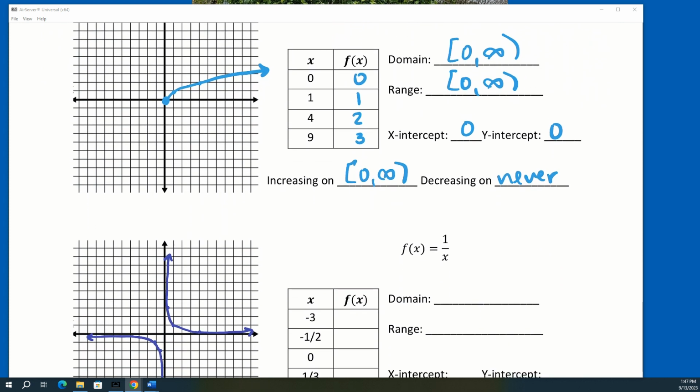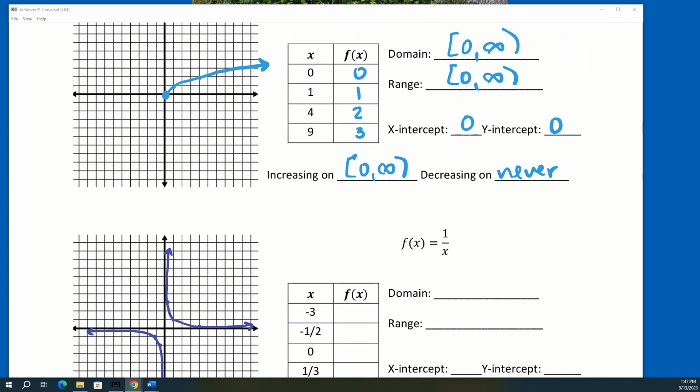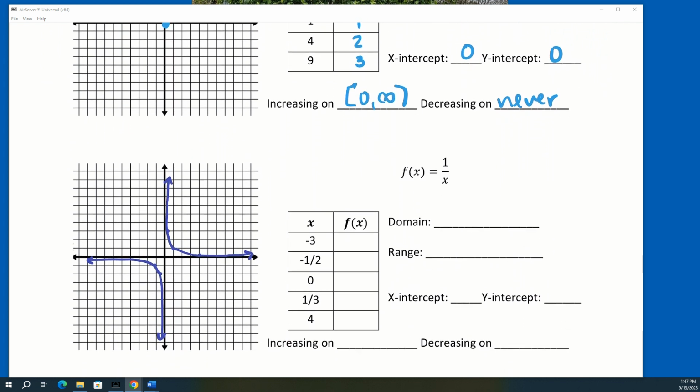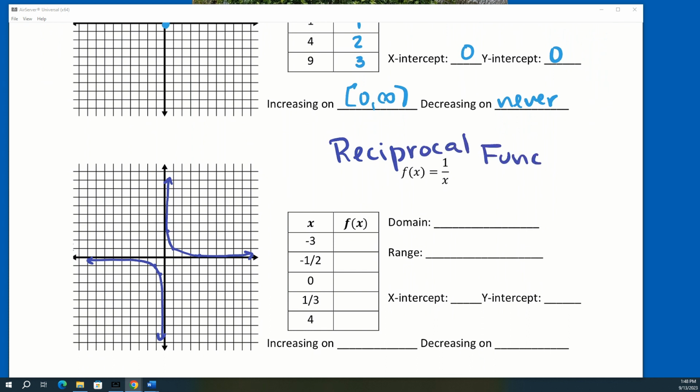Okay, this last one is the one you're probably the least familiar with. Do you guys know what it's called? No. Okay, it's called the reciprocal function. Do you guys remember what reciprocals are? Not opposite, you flip it over. So on this one, everything that you put in, what comes out is the reciprocal of it. So what's the reciprocal of -3? Negative 1/3. Yeah. So you're just flipping these things over.